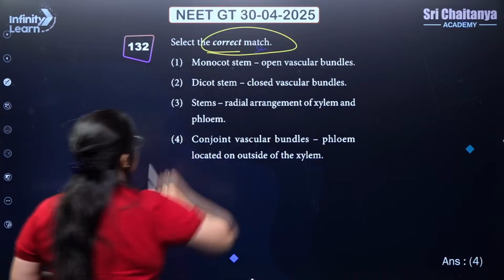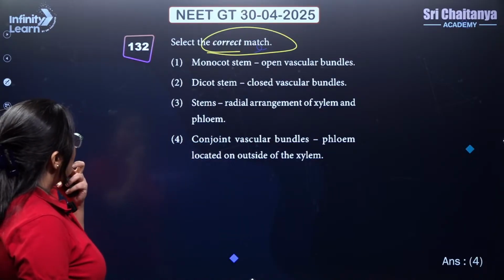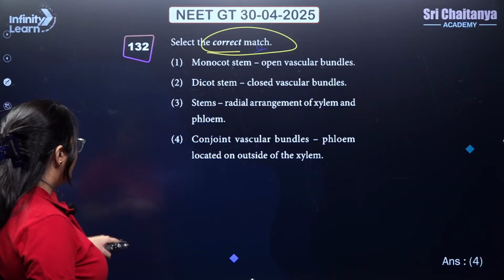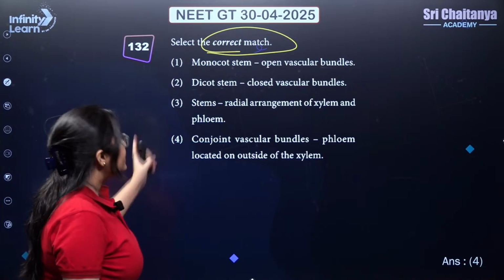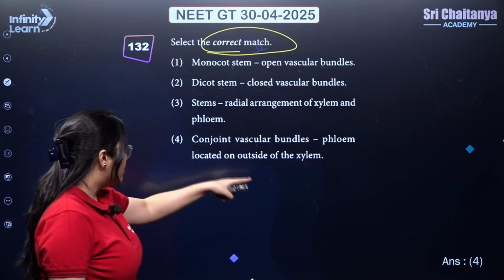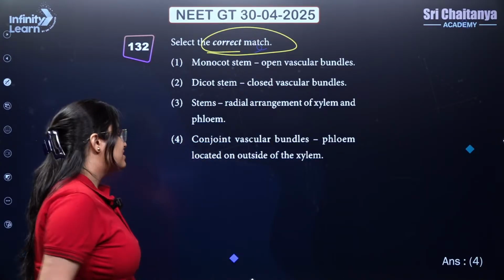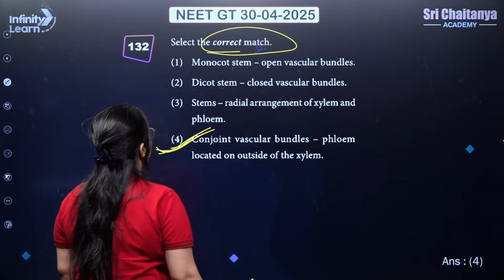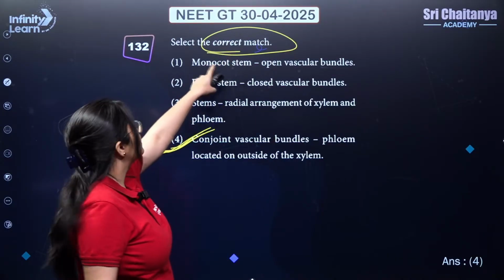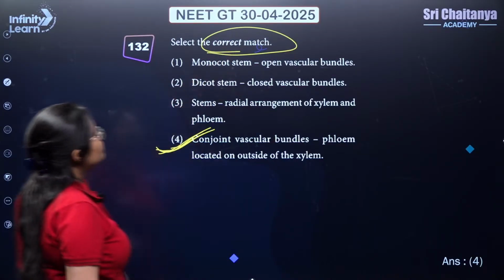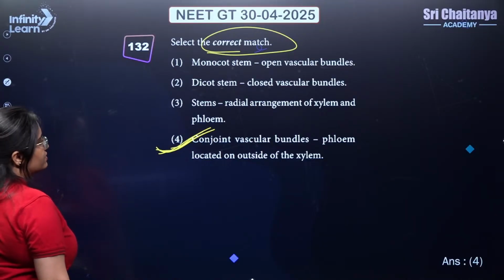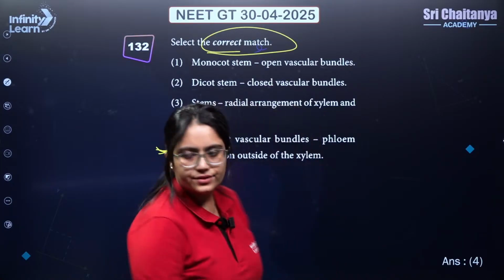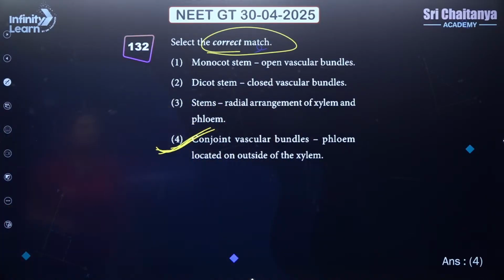Select the correct match. Monocot stem open, no. Dicot stem closed vascular, no. Stem radial, no. Fourth, conjoint vascular bundles will have phloem located on the outside of the xylem. So yes, this is the correct match. Answer is 4. You were supposed to find out, my dear students, the correct match. Answer is 4. Good. Next question on your screen.